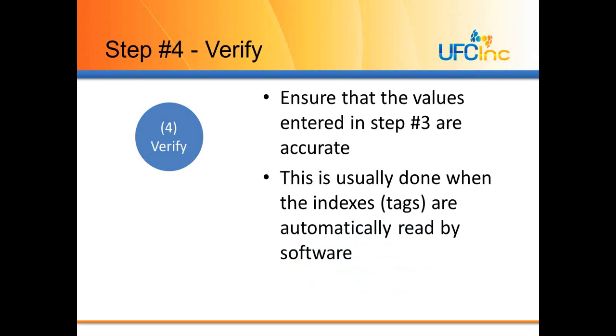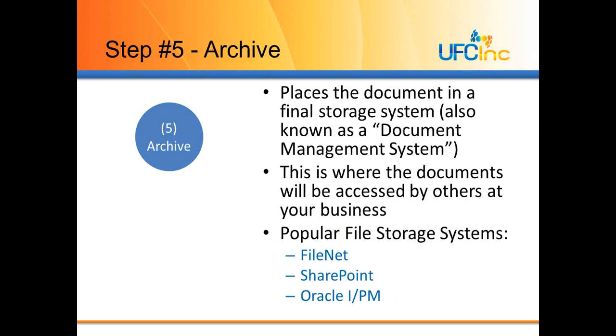Step number 4 is verifying the document. This ensures that the values entered in step number 3 are accurate. And this is usually done when indexes or tags are automatically read by a piece of software. Step number 5 is archiving a document. What this does is it places the document in its final storage system. Now, sometimes the system is referred to as a document management system. Basically, this is where the documents will be accessed by others at your business. And some popular file storage systems that you may have heard of are FileNet and SharePoint and even Oracle IPM.